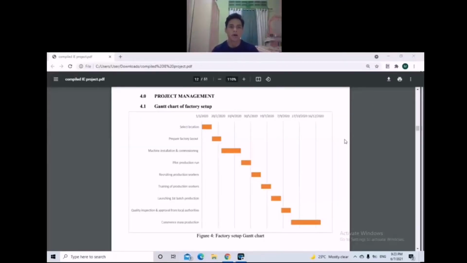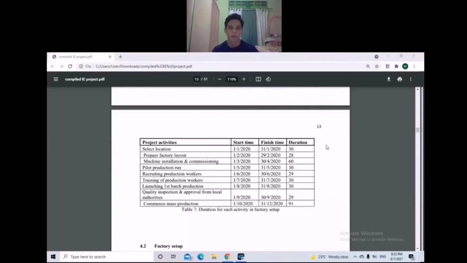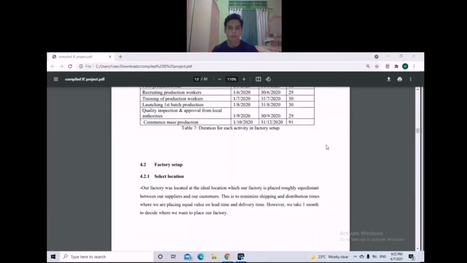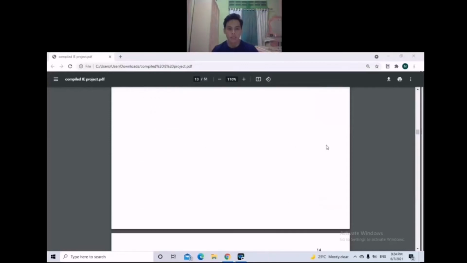My name is Muhammad Firdaus, and I will present about project management. This is our Gantt chart of factory setup. This table shows the duration for each activity in factory setup. Location: our factory is placed roughly equidistant between our suppliers and our customers to minimize shipping and distribution times. We take 1 month to decide where we want to place our factory.